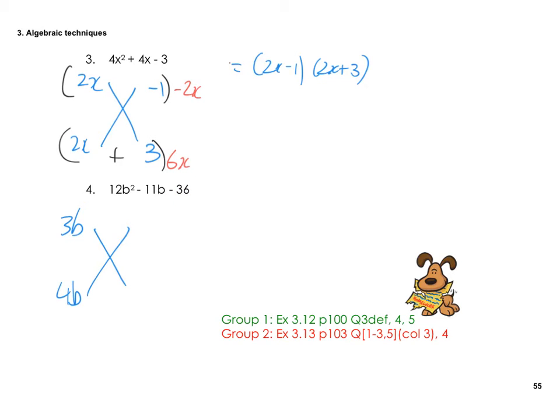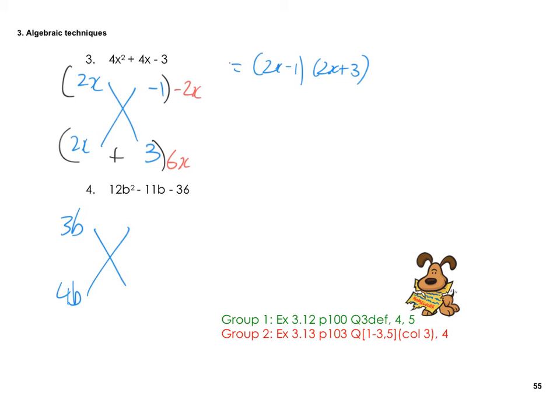Let's try those. So let's say I put maybe -4 here and 9 here and see what happens. So going through the cross, 3b times -4 is -12b. 9 times 4b is 36b. Now, does 36 plus -12 give me -11? The answer is unfortunately no, which means these are not my answers.